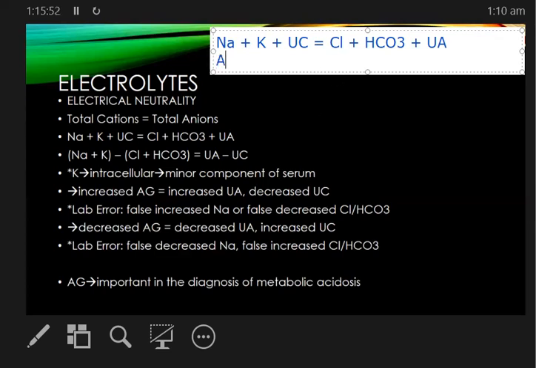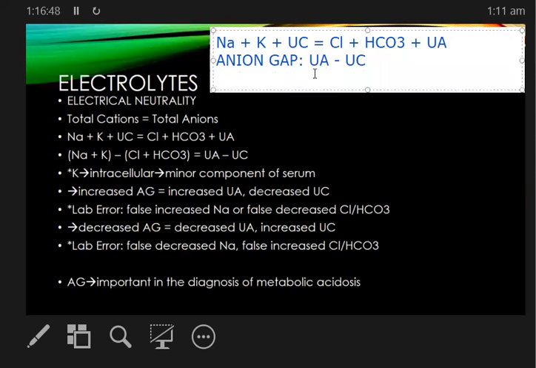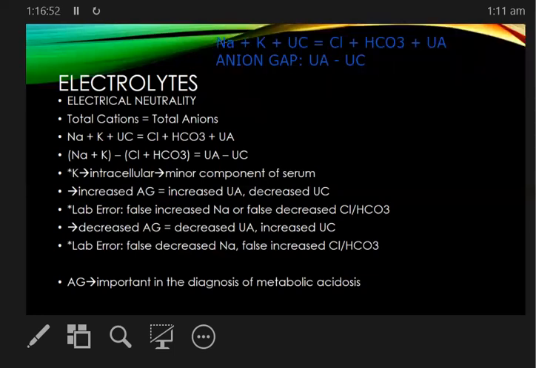All right, so if we are going to consider your anion gap, technically speaking, there would be more anions which are not measured as compared to your cations which are not measured. And so anion gap, therefore, is represented by this equation. In reality, the concentration of your unmeasured anions would always be greater than your unmeasured cations, creating now a gap, an anion gap. So, anion gap is equal to unmeasured anions minus unmeasured cations.